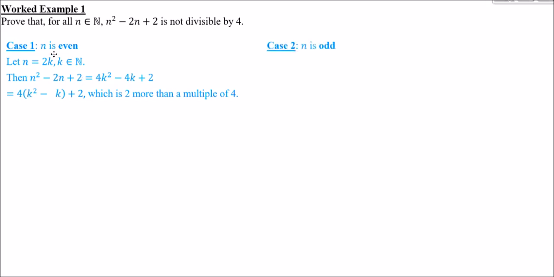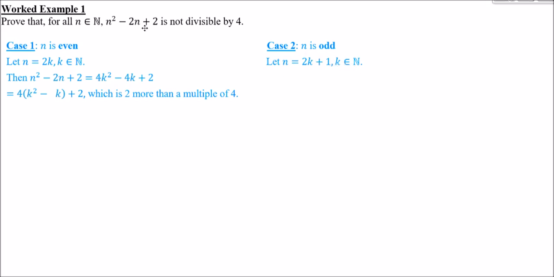So I've proved it for when n is even. Let's have a look when n is odd. Again, we need a representative. So this time let n be 2k plus 1. You could use 2k minus 1 as well, like I mentioned earlier, where k is some natural number.